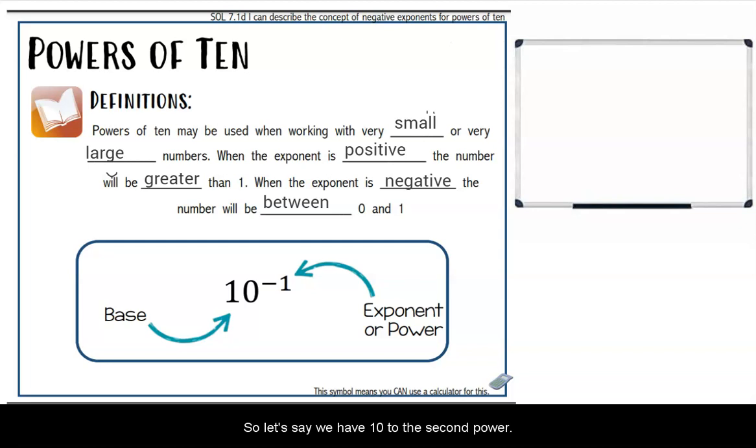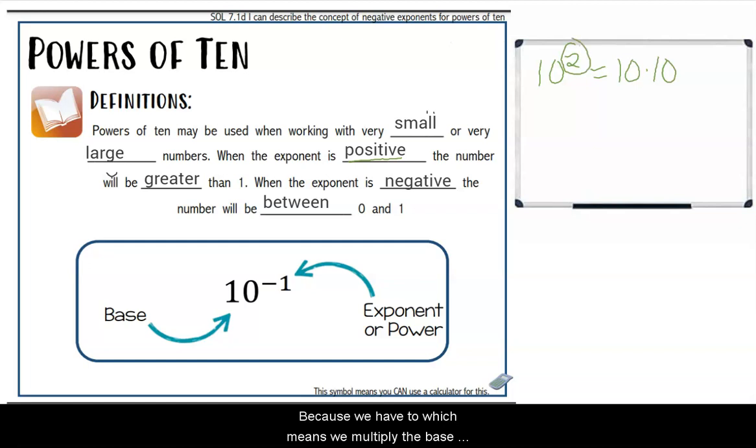So let's say we have 10 to the second power. 10 to the second power, that's a positive exponent. If we simplify that, it's 10 times 10, because we have 2, which means we multiply the base times itself twice. That's going to be equal to 100. So you can see with that positive exponent, we've proven that it will be greater than 1.